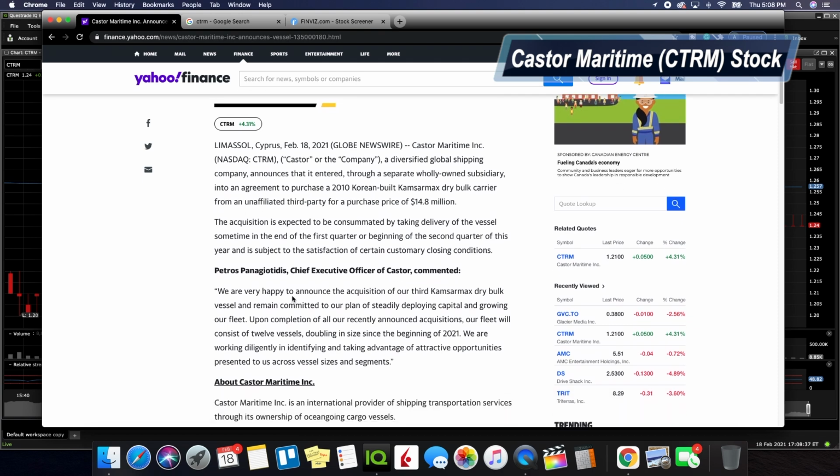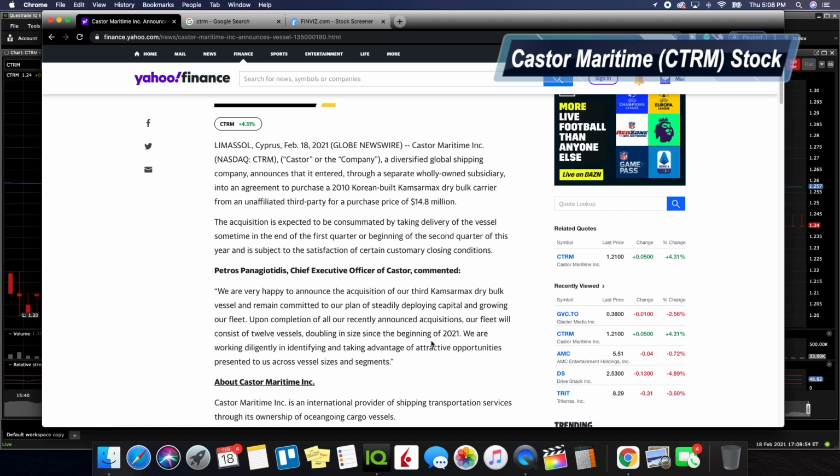We are very happy to announce the acquisition of our third Capesize dry bulk vessel and remain committed to our plan of steadily deploying capital and growing our fleet. Upon completion of all of our recently announced acquisitions, our fleet will consist of 12 vessels, doubling in size since the beginning of 2021. We are working diligently in identifying and taking advantage of attractive opportunities presented to us across our vessel sizes and segments.